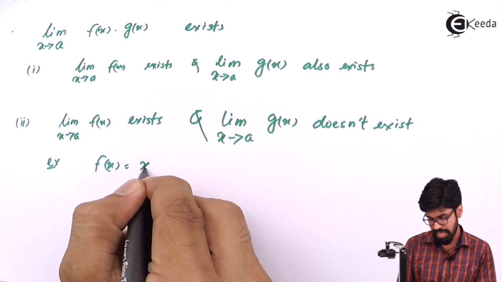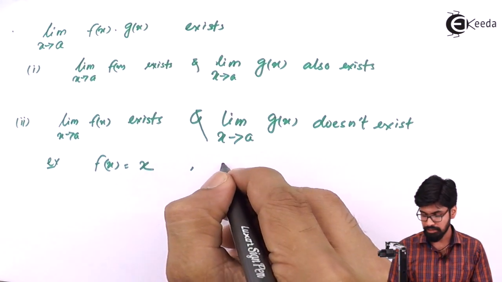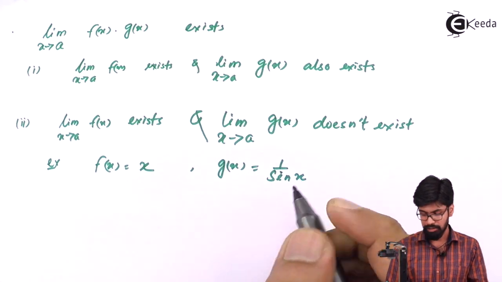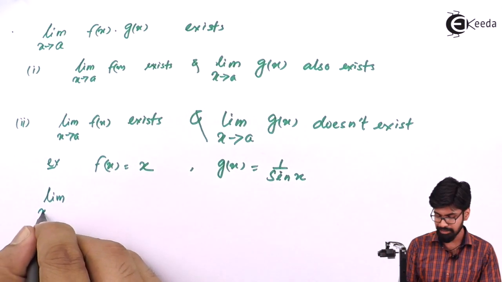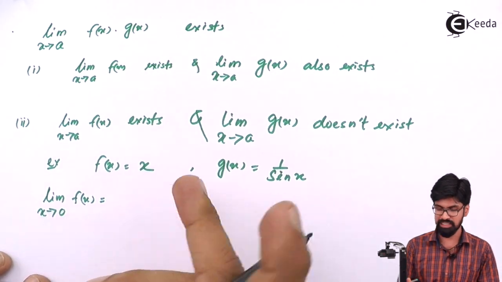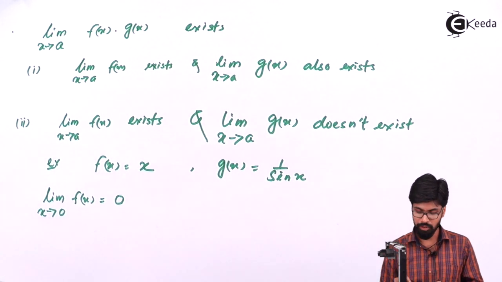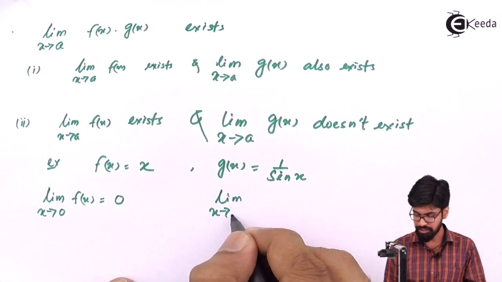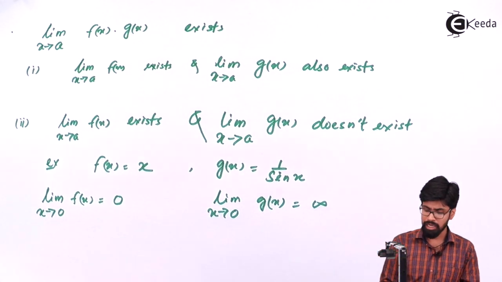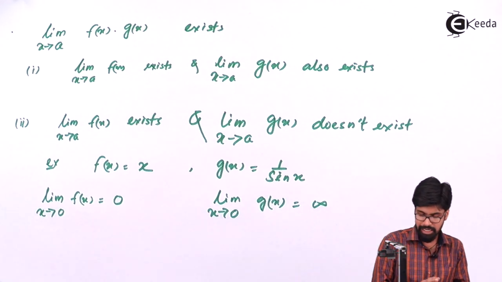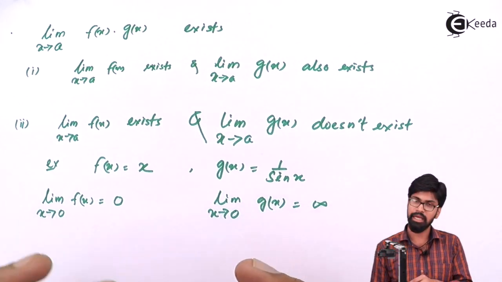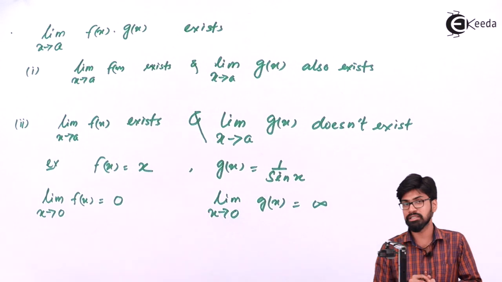Let f of x be x, simple x, identity function, and g of x will be 1 upon sin x. And we are considering the limit when x approaching 0. When x approaches 0, f of x, that is x, will be simply 0, and when x approaches 0, g of x is simply infinity. And when we really consider the LHL and RHL of g of x, then we come to know that RHL will be infinity and LHL will be minus infinity. So the limit here does not exist.